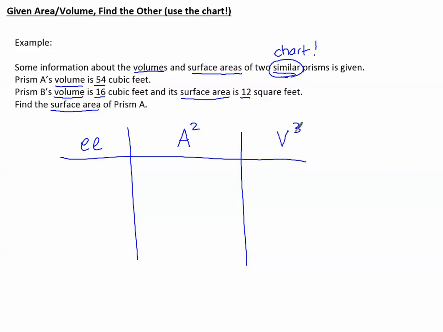Now, they didn't give me a ratio like the other problem gave me. What they gave me are two volumes, volume of Prism A and volume of Prism B. With these two volumes, I can make my own ratio, but because it says volume, I have to put it in the V column. So 54 came first, 16 came after. I'm going to put it in that order, 54 over 16. Now remember what we do before we do anything. We try to reduce the fraction.